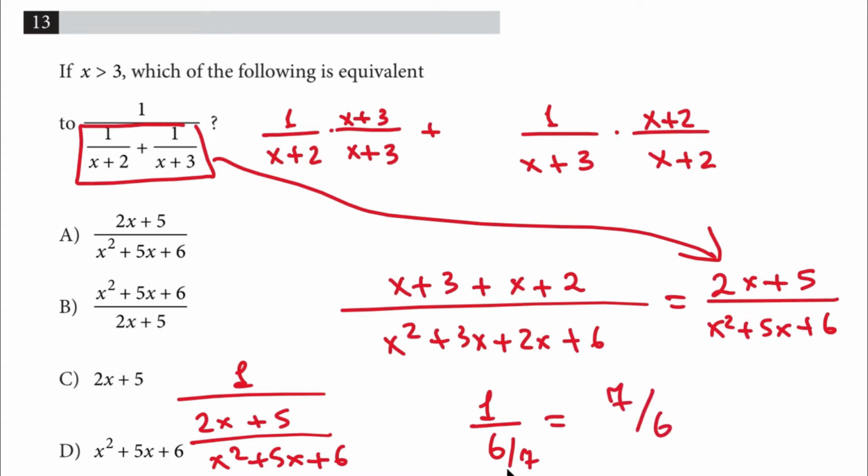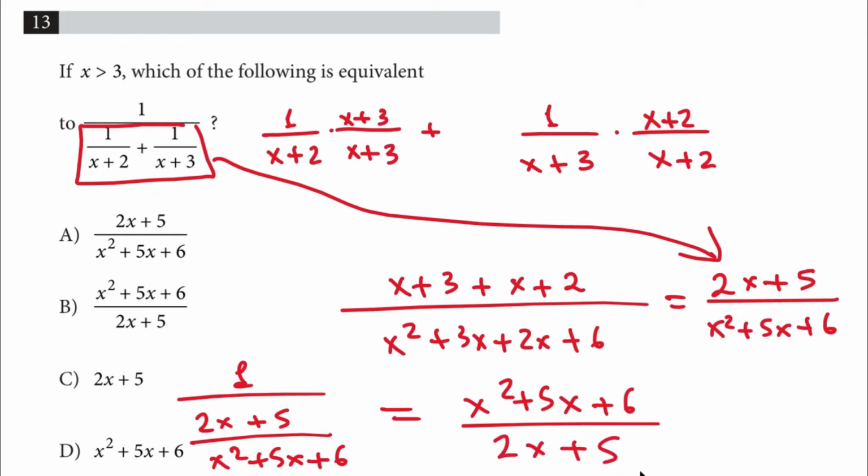So we just take whatever's at the bottom and we flip it. We make the denominator numerator and we make the numerator denominator. So we have to do the same thing right here. We just have to make the denominator numerator, okay? So it becomes x squared plus 5x plus 6, and the denominator becomes 2x plus 5. So this is our simplified version of this expression right here. Therefore, choice B is correct.